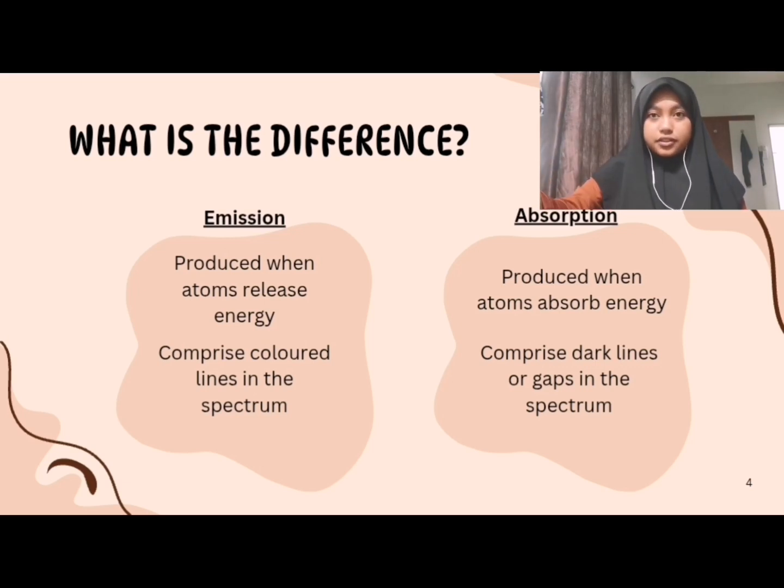So what is really the difference? The difference is that emission is produced when atoms release energy, while absorption is produced when atoms absorb energy. And then emission comprises colored lines in the spectrum, and absorption comprises dark lines or gaps in the spectrum, which are discrete lines.